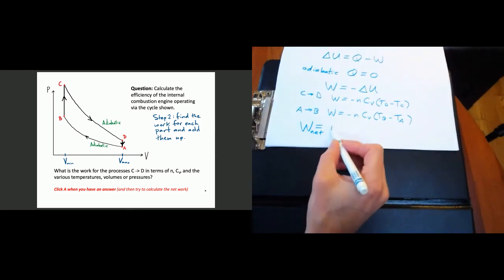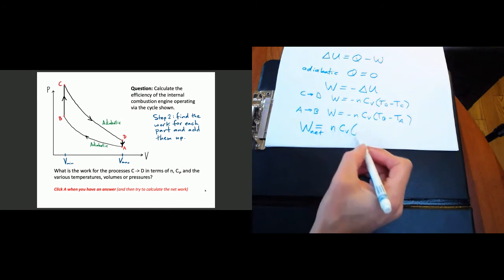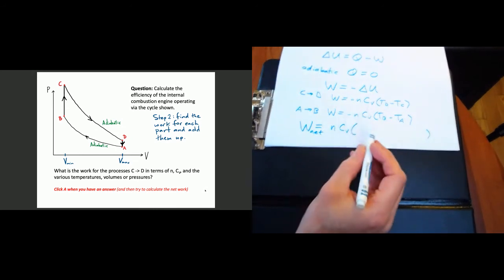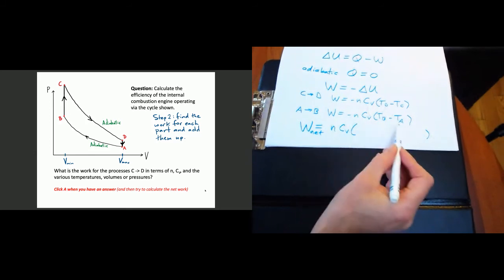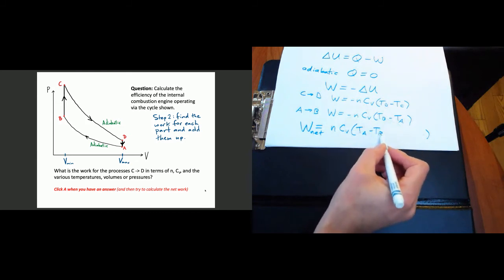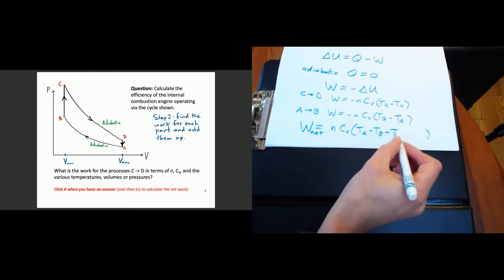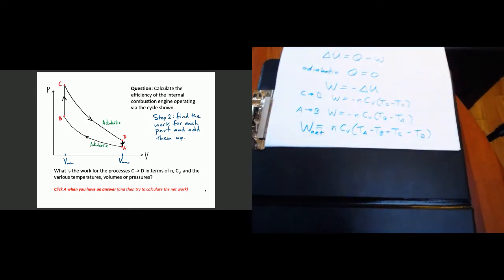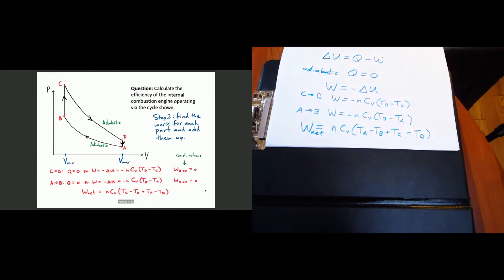And that's equal to N CV. And now I'm just going to combine everything, just making sure that I get the right signs for everything. So the TA comes with a positive sign because we got a minus and a minus. TB is negative, TC is positive, and TD is negative. Okay, and that's just what we have there.